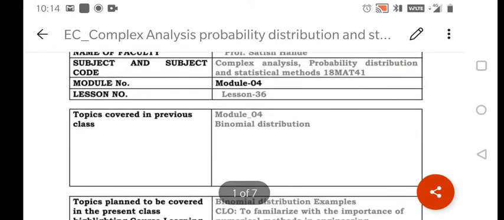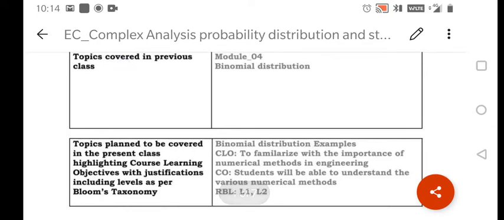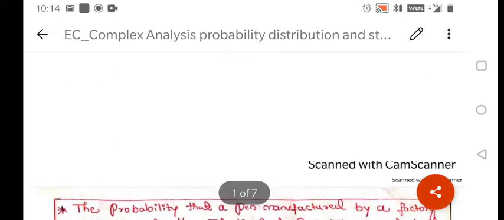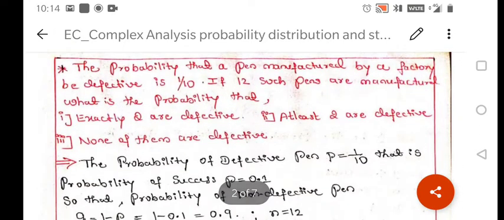So, today's topic is examples based on the binomial distribution. In the previous topic, we have studied what is binomial distribution and the examples based on that binomial distribution. Now, we'll see some more examples based on binomial distribution.